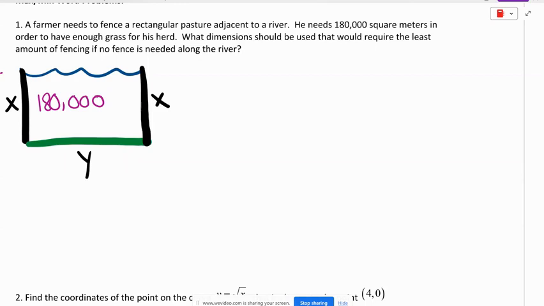So now we're talking about basically two different equations. We're talking about the area because he says he needs 180,000 square meters for his animals to be happy. So we know the area is equal to length times width. So that means x times y will equal 180,000.